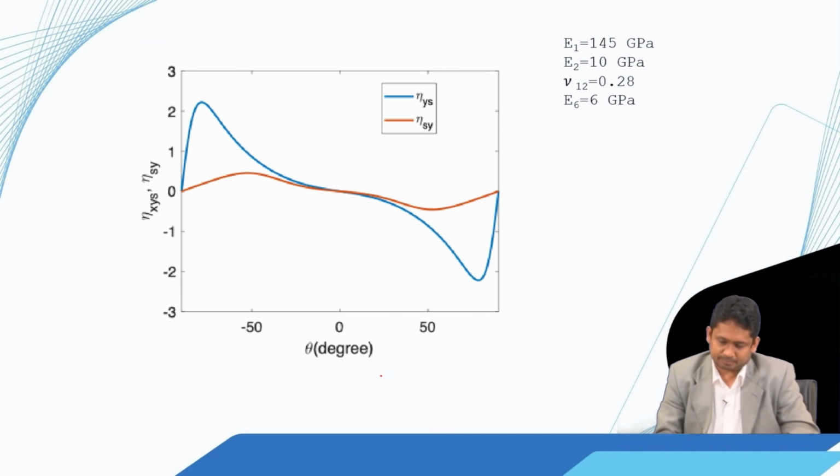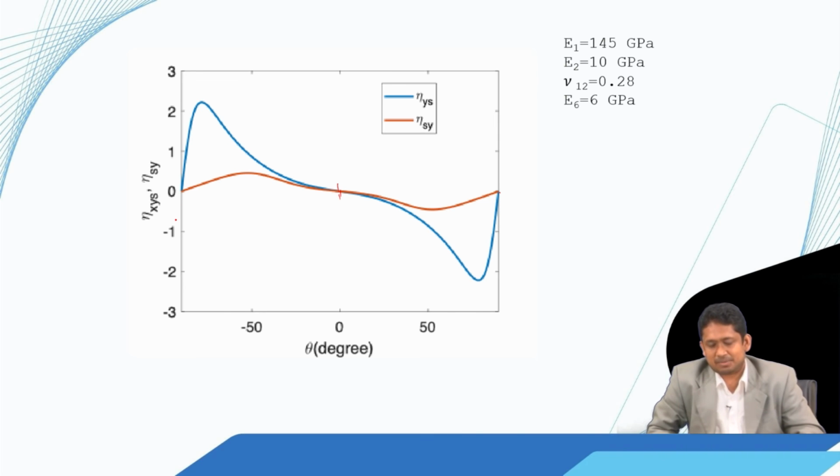Now, similar features we can notice for the graphs of eta y s and eta s y. Again these are odd functions, so the graph is antisymmetric with respect to theta equal to 0, and when theta is equal to 0, 90 and minus 90, due to the same reason that we discussed before, these coupling terms are 0.